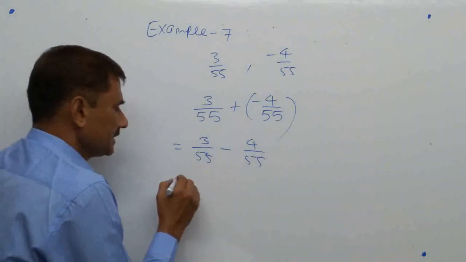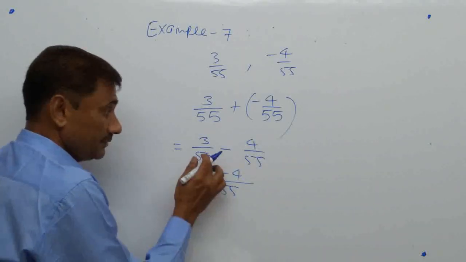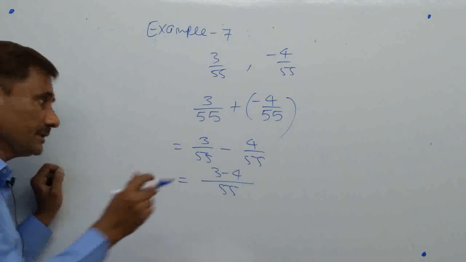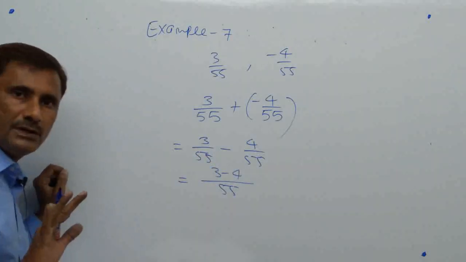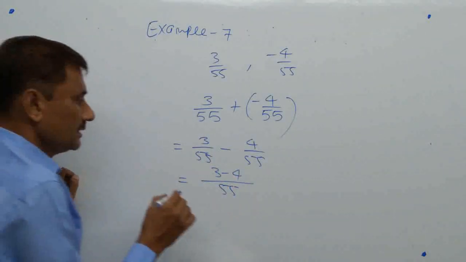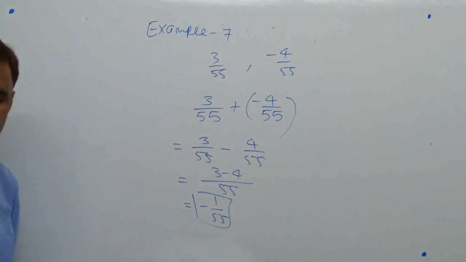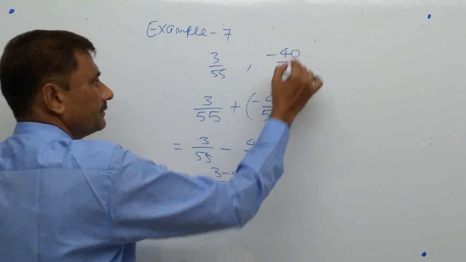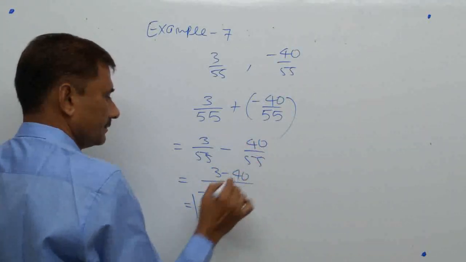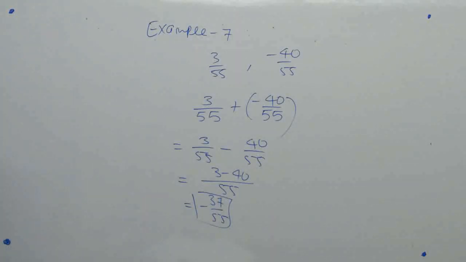Now the denominators are the same, so you can write 3 minus 4, not 55 minus 55. 55 is the denominator, so it remains the same. No add, no subtract, only the numerators are added or subtracted. So it will be minus 1 upon 55. Okay, understand well. Sorry, 40 is there. So it will be minus 37 upon 55. The numerator is negative always.